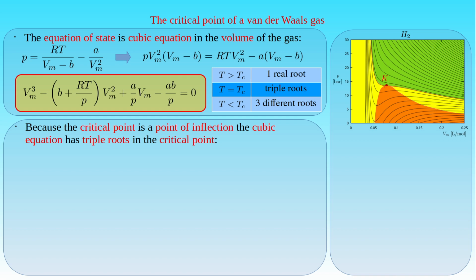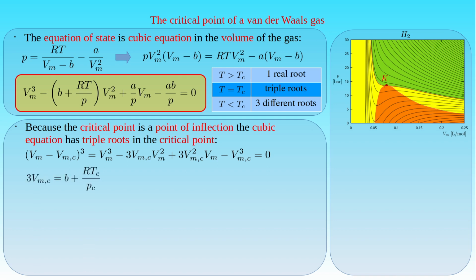The value of the triple roots is the critical molar volume V sub mc of the van der Waals gas. As a result, we can write that the cube of the difference between the molar volume Vm of the gas and its critical molar volume V sub mc, that is Vm cubed, minus 3 times V sub mc times Vm squared, plus 3 times V sub mc squared times Vm, minus V sub mc cubed is equal to 0. By comparing this equation with the one above evaluated in the critical point, we can identify the multiplication factors in the two equations as follows.